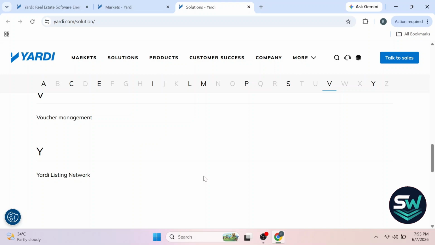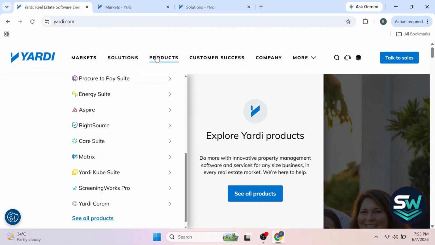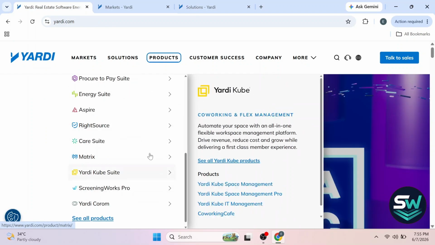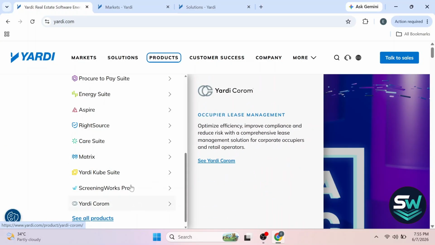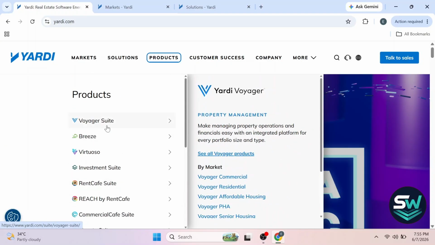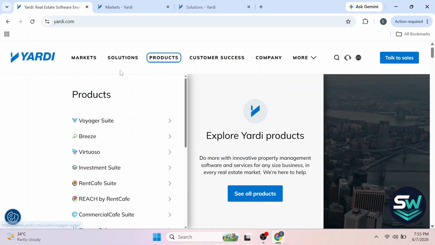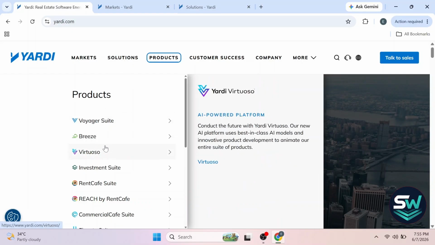Next, let's move on to the product section. So in this section, Yardi's primary software suites and platforms are discussed. First, we have Voyager Suite. This is Yardi's flagship property management and accounting platform. Breeze is a simplified cloud-based property management solution designed for organizations seeking an easy-to-use platform.